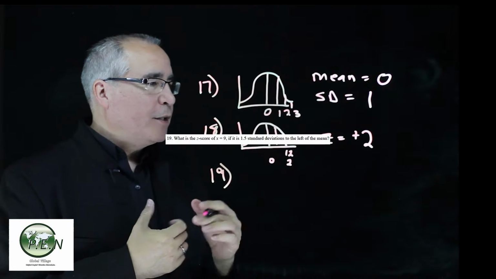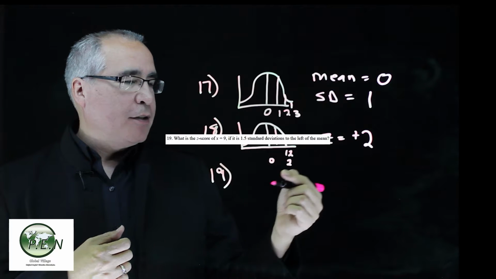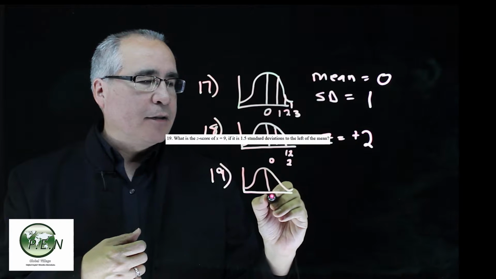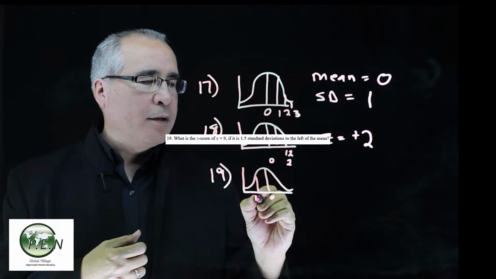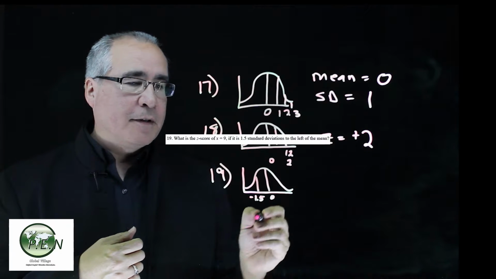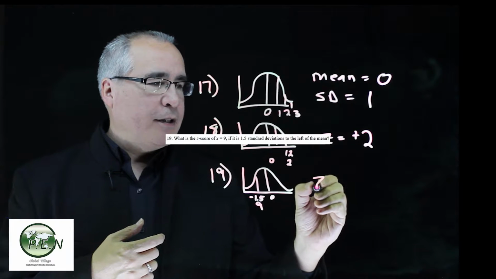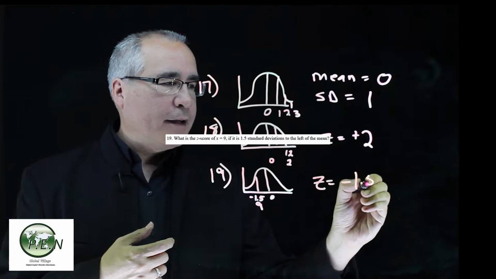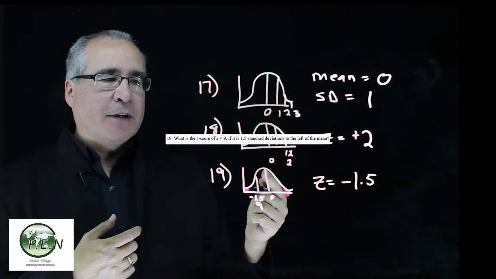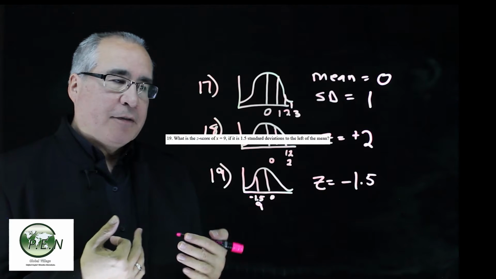19. What is the z-score of x equals 9? The key part they're telling us, it's 1.5 standard deviations to the left of the mean. So we draw again. Here's our 0, and our data is 1.5 standard deviations below the mean. So that makes it negative, and this is where the data value of 9 resides. So our z-score is negative 1.5. Notice when they tell us the standard deviation, they're telling us the z-score. We have to figure out whether it is above or below, and that tells us whether it's positive or negative.